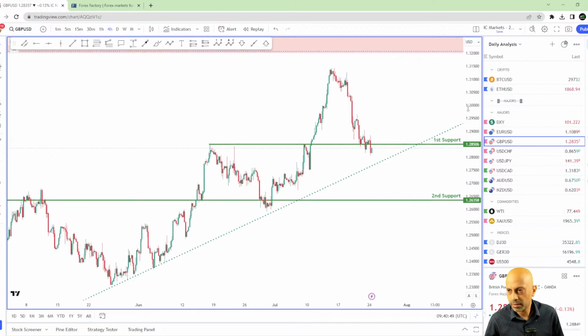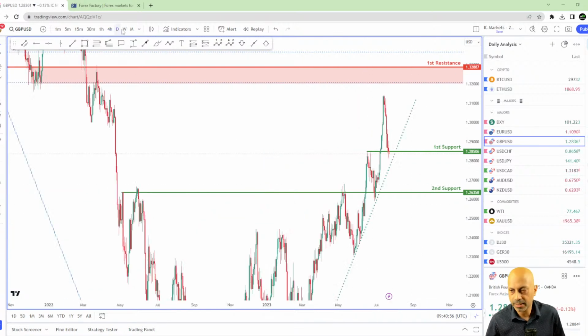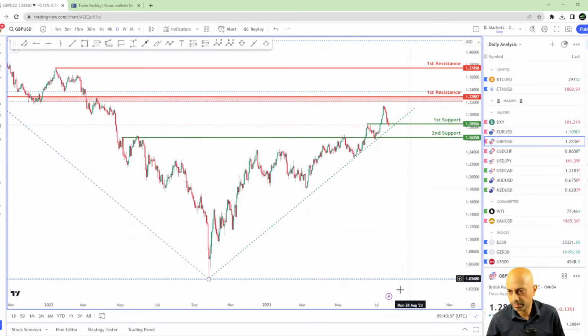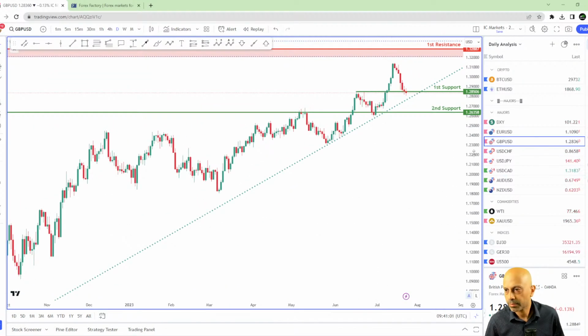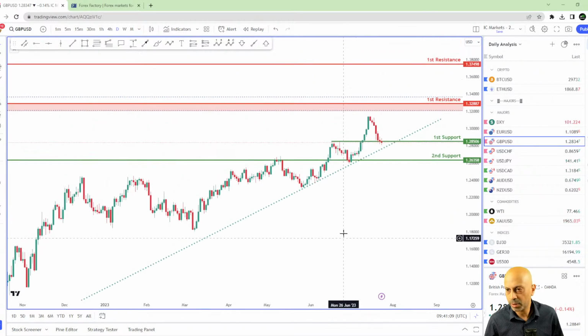So this is pound dollar. All right. These levels were identified on the daily time frame. So let's just look at that first before zooming into the H4 time frame. All right. So we can also see a strong ascending trend line here. Price has bounced off this level several times. And we also see a nice overlap here at 1.2850, which is where the current first support is.